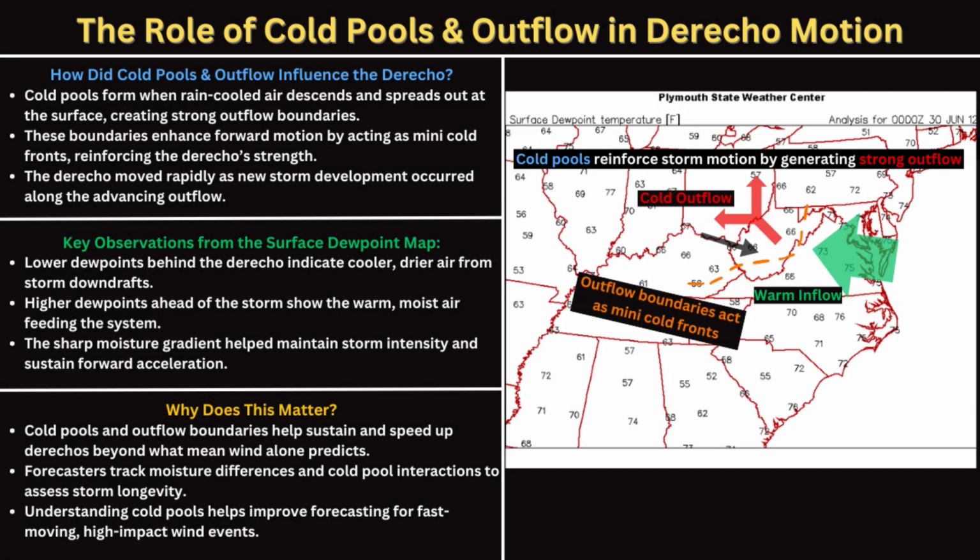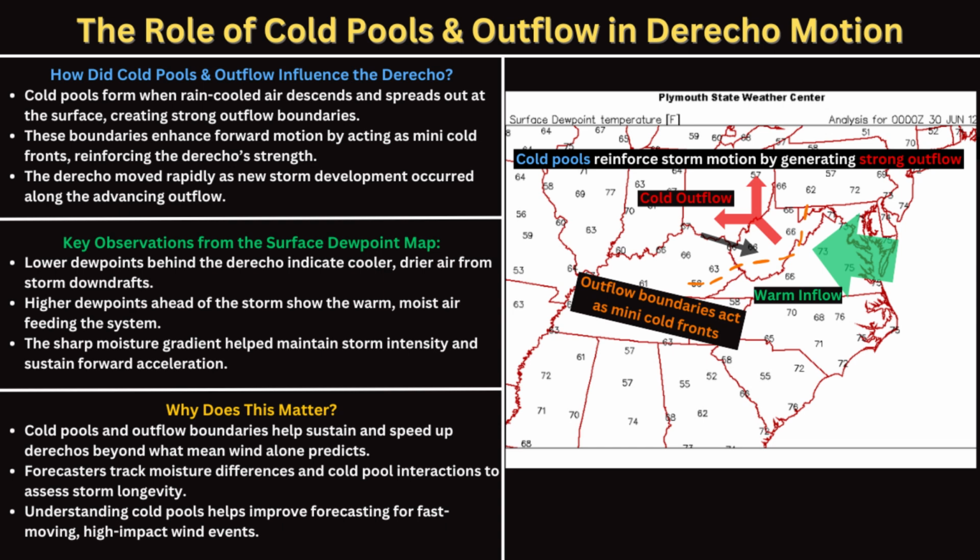Cold pools form when rain-cooled air descends and spreads outward along the surface. This creates outflow boundaries, which act like miniature cold fronts, reinforcing storm motion by providing additional lift and forward momentum. Looking at this dew point map, we can clearly see where these cold pools were forming. Lower dew points behind the Derecho indicated where the rain-cooled air was spreading outward, while higher dew points ahead of the storm show the warm, unstable air feeding into the system.